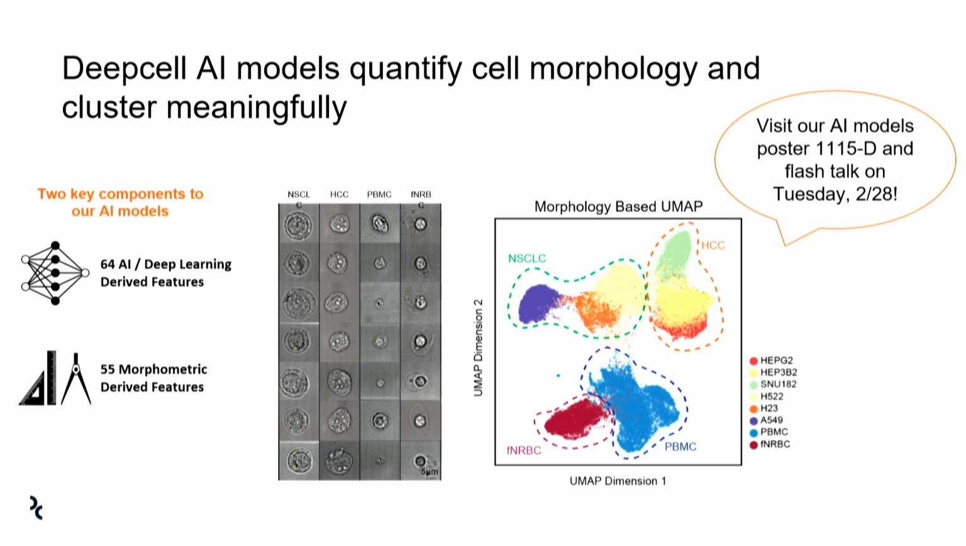And so really the Deepcell's AI model has been developed on tens of millions of cell images, and as I mentioned, it's continuously learning with added data as we keep adding to it. And so this also allows for really robust and speedy training of any custom models that would be made. And for more information, I do highly recommend that you visit our AI models poster, and there'll also be a flash talk on Tuesday as well by our head of data science.